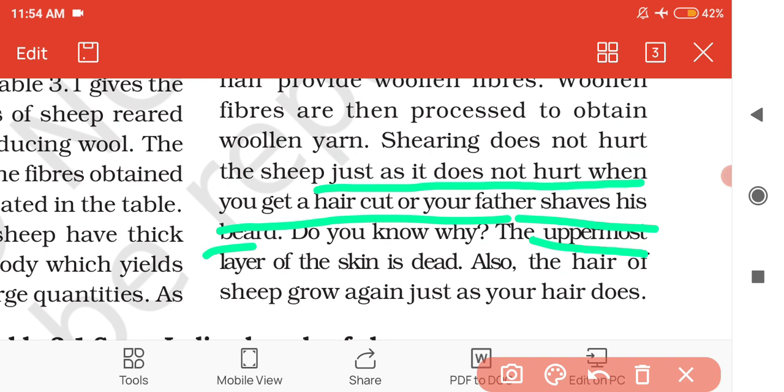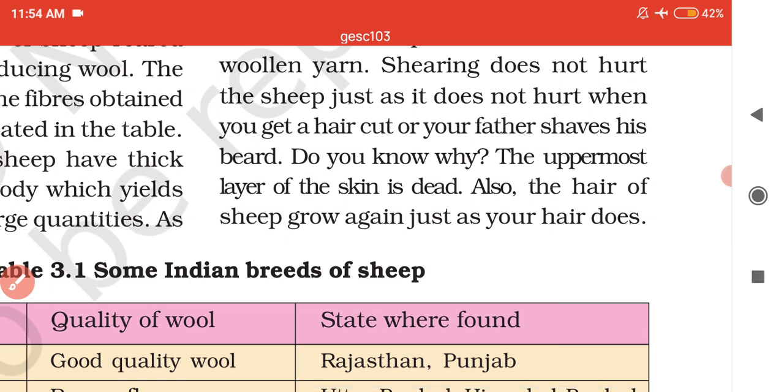Because the uppermost layer of the skin is dead. That is why whenever we get a haircut, we do not get hurt. Similar thing goes for sheep also. Whenever they get their hair sheared from their body, they will also not get hurt because their uppermost layer of skin is dead.